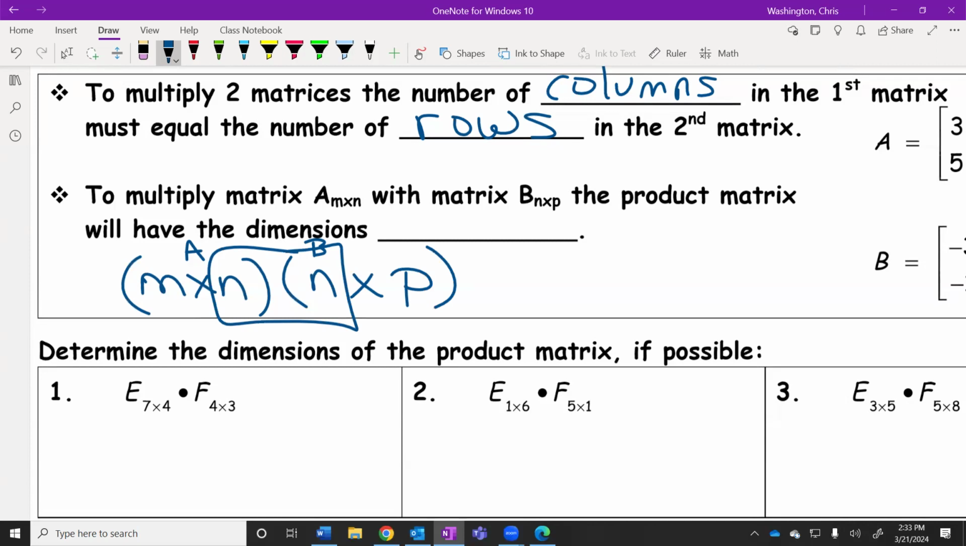And what is the answer going to be? The answer is going to be what's left over. We're going to have M rows and P columns in our answer.